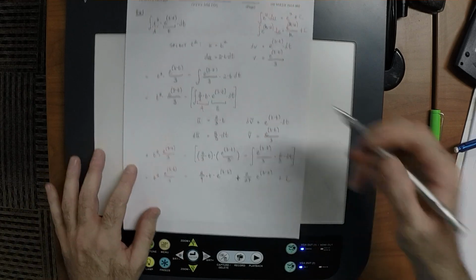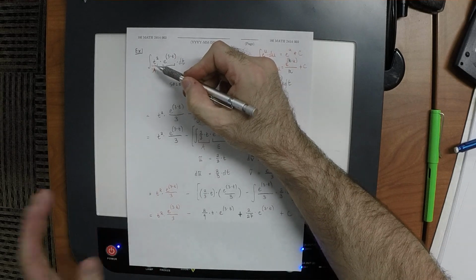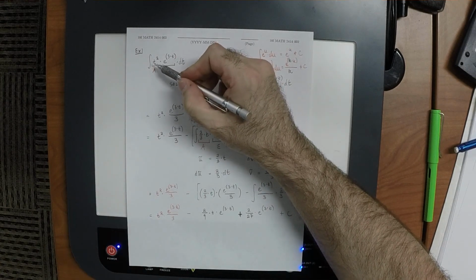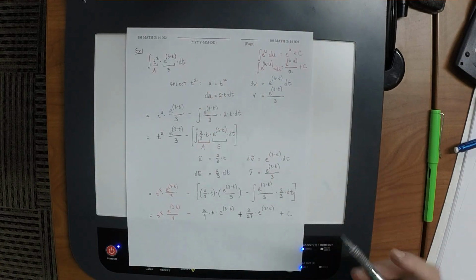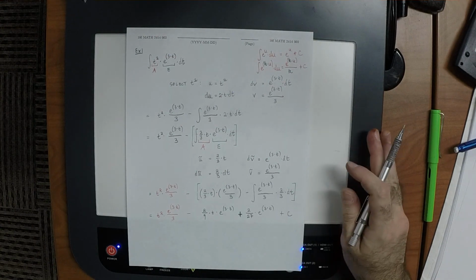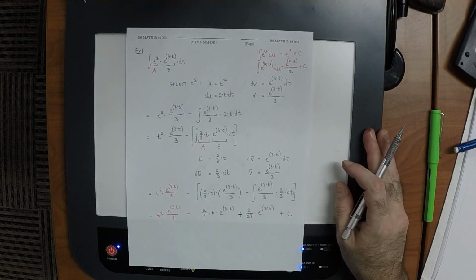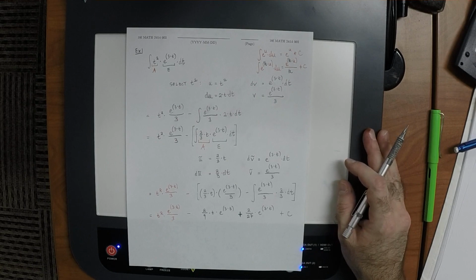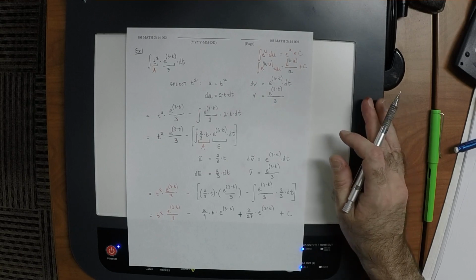Now that being said, because this is t squared, essentially, we had t squared multiplied by exponential. That means we had to do integration by parts twice. Okay, if it was t cubed, we'd have to do it 3 times. If it was t to the 2414, you'd have to do it 2,414 times.